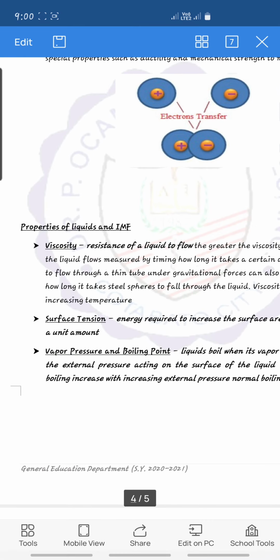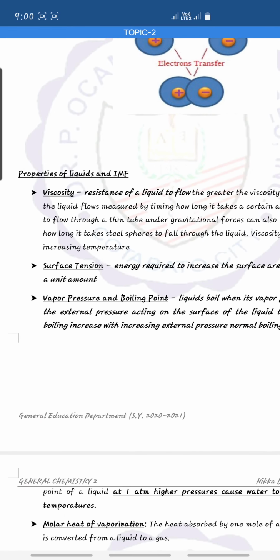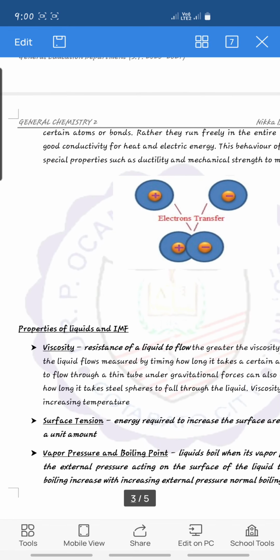That is the properties of liquids in the intermolecular forces, and intermolecular forces itself and its prominent types.